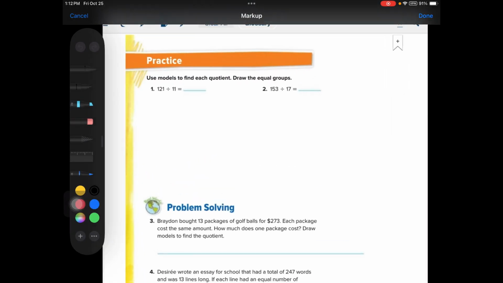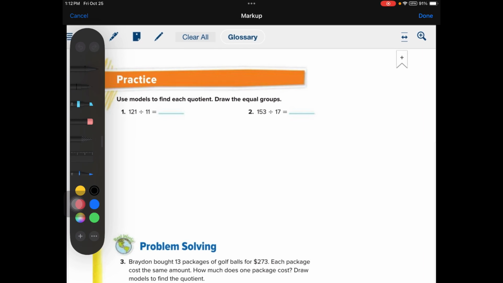On this practice, we're going to do each problem the real way first, and then I'll show you what the book wants you to do by drawing models. So please make sure you see my example first before you start drawing the models. But let's go ahead and begin doing the real standardized algorithm.